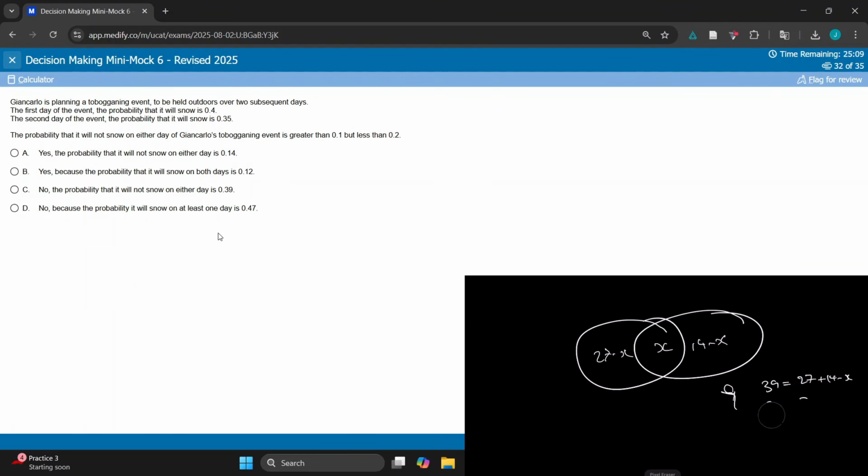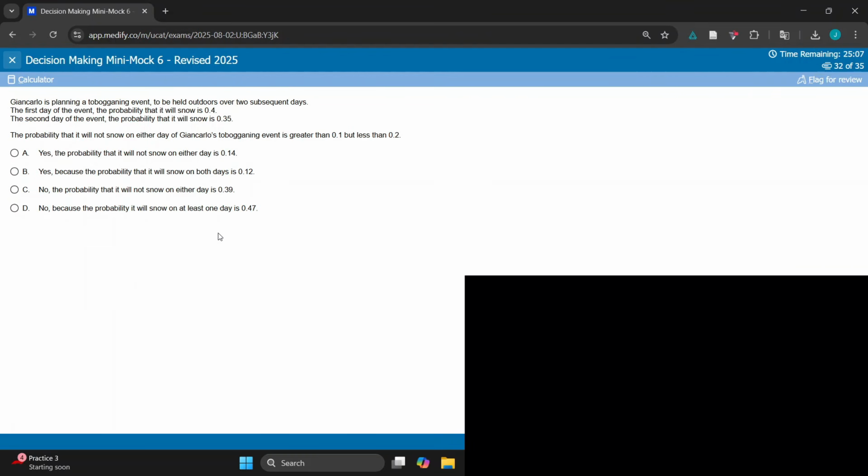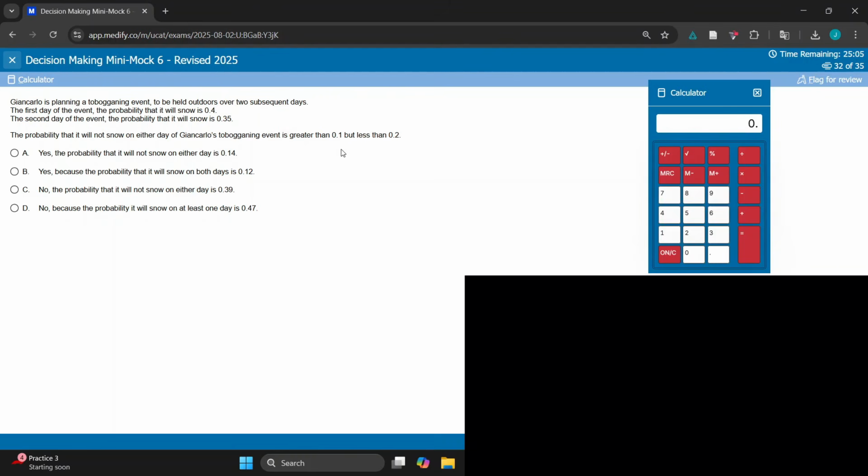Okay. The probability that it will not snow on either day of Giancarlo's tobogganing event is greater than 0.1. First day event is 0.4, second day is 0.35, so it's going to be 0.6 times 0.65. This is, wait, it will not snow. So what's 1 minus 0.35? Times that by 0.6. Okay, I must have just multiplied it wrong.